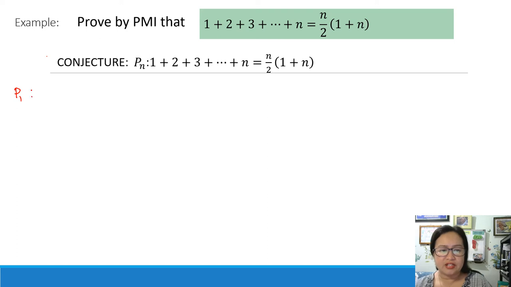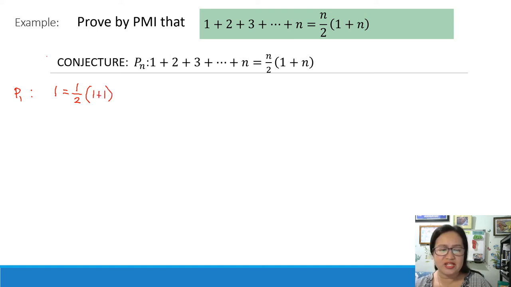Take note of our conjecture. P sub n is equal to 1 plus 2 plus 3 plus and so on and so forth plus n equals n over 2 times the quantity 1 plus n. Now, since we have n is equal to 1, the first term would be 1. Now, using the formula, replace n by 1, so we will have 1 over 2 times 1 plus 1.